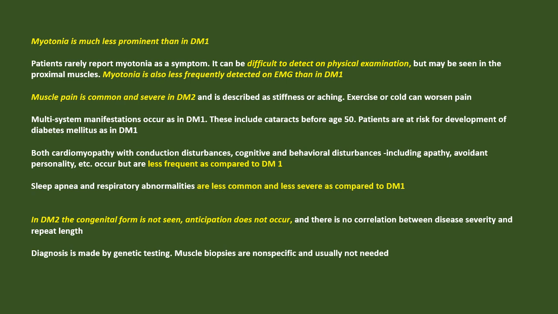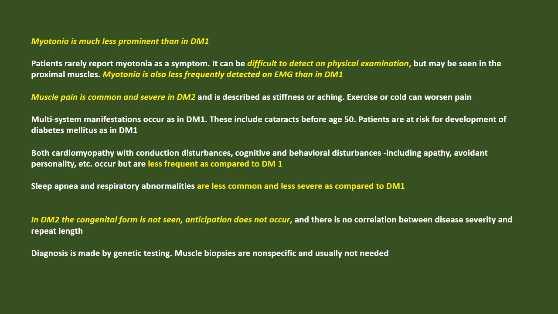Multi-system manifestations occur as in DM1. These include cataracts before age 50. Patients are at risk for development of diabetes mellitus as in DM1. Both cardiomyopathy with conduction disturbances as well as cognitive and behavioral disturbances, including apathy, avoidant personality, etc., can occur, but they are less frequent and less severe as compared to DM1. Sleep apnea and respiratory abnormalities are seen, but again are less common and less severe as compared to DM1.